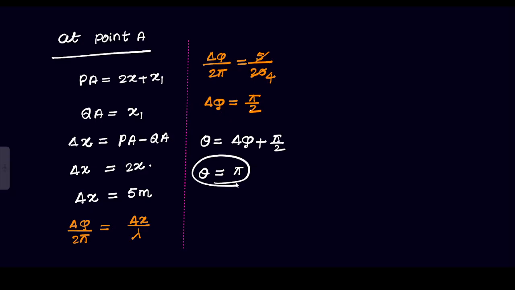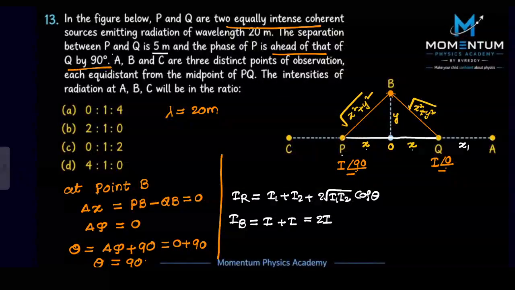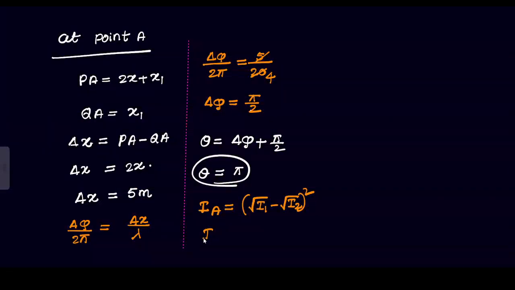Now at point A we have a phase difference of 180 degrees. At 180 degrees, what type of interference is it, constructive or destructive? Yes, destructive. Destructive means the intensity is a minimum. So the intensity at the point is square root of I1 minus square root of I2, whole square. Here I1 and I2 are both equal, they are saying. That means the intensity at point A will become 0.